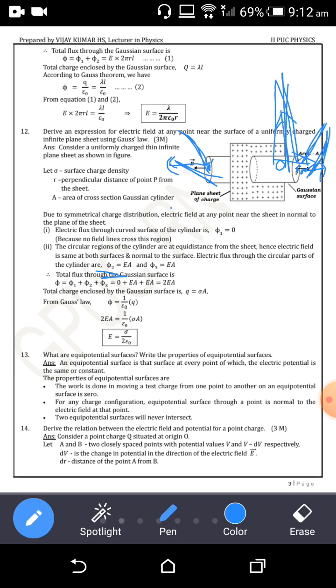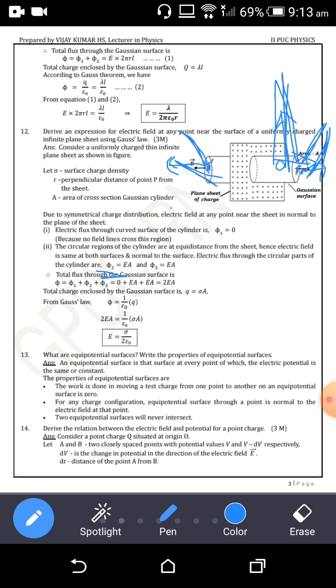The next is the total charge enclosed by the Gaussian surface. Since it is a sheet, we are going to make use of the surface charge density. What is surface charge density? Charge per unit area. Sigma denotes the surface charge density. Sigma is equal to q by A, so the value of q comes out to be q equals sigma into A.